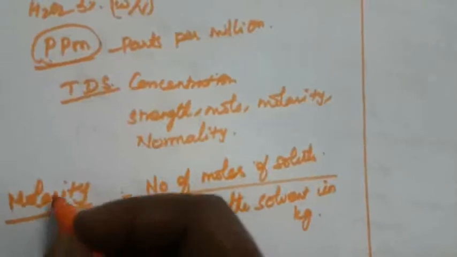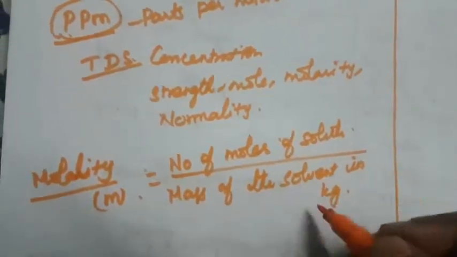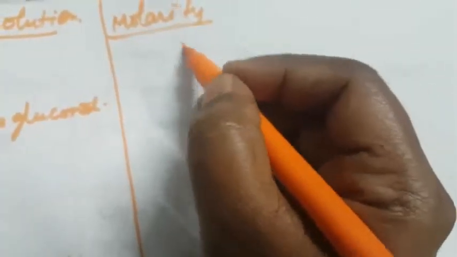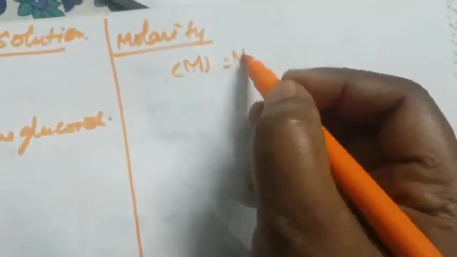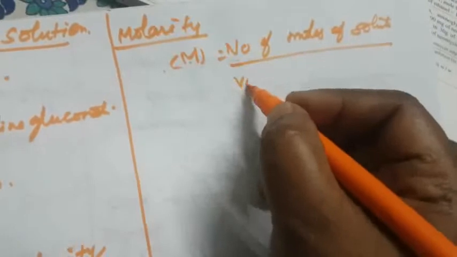So next one is molarity, which is different. First molality: number of moles of solute divided by mass of the solvent in kilogram. Now molarity is expressed as capital M: number of moles of solute dissolved in volume of solution in liter.